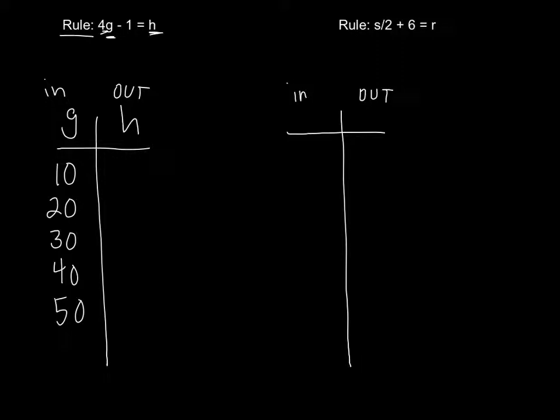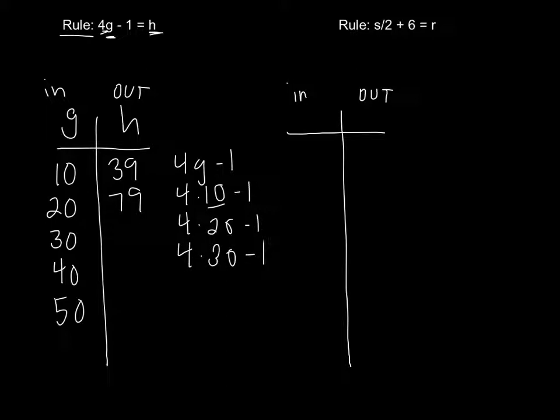And I'm just choosing to use a pattern by going up by 10. I could use numbers that are all different and different distances apart and not have a pattern. So our rule is 4g minus 1. So I know my first input is going to be 4 times 10 minus 1. I know 4 times 10 is 40, minus 1 is 39. So when I put in 10, I get out 39. Now I'm going to do 4 times 20 minus 1. 4 times 20 is 80, minus 1 is 79.